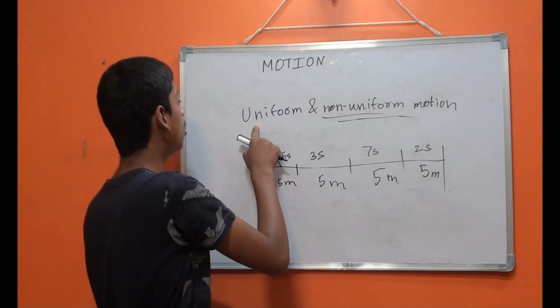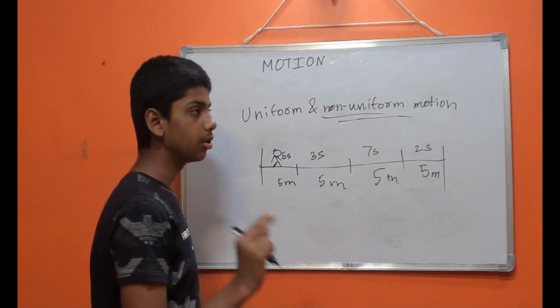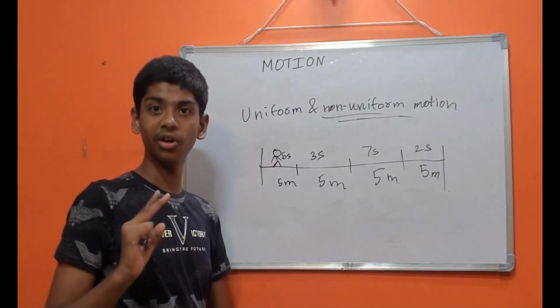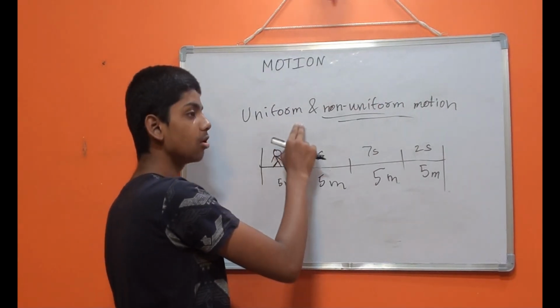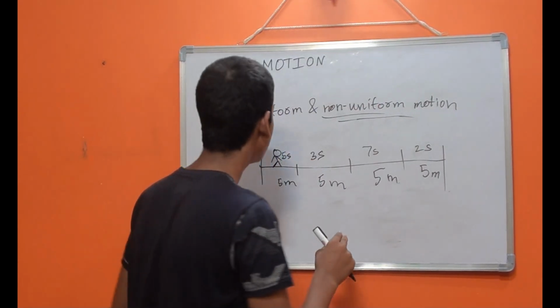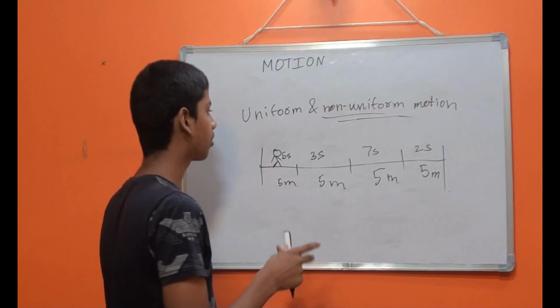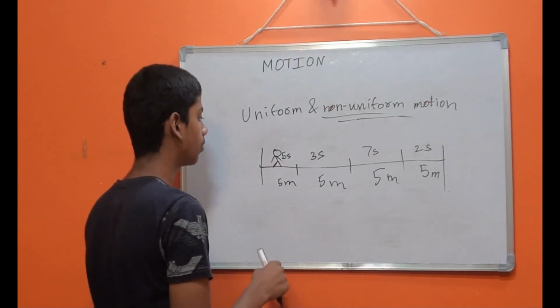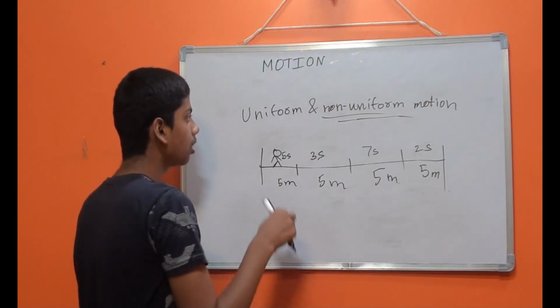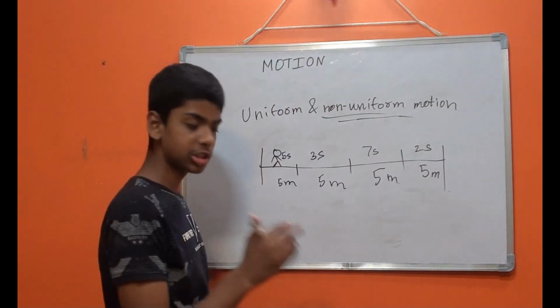Also note that we cannot use uniform motion forever. Uniform motion can only be up to a short period of time. It can never be forever. Now let's see about speed.